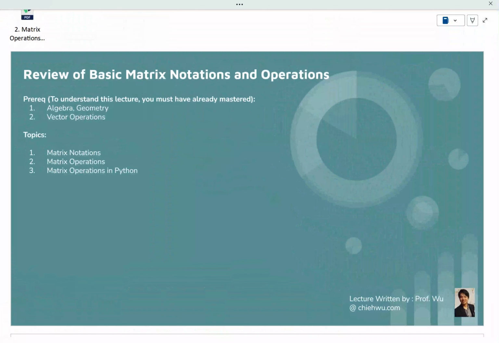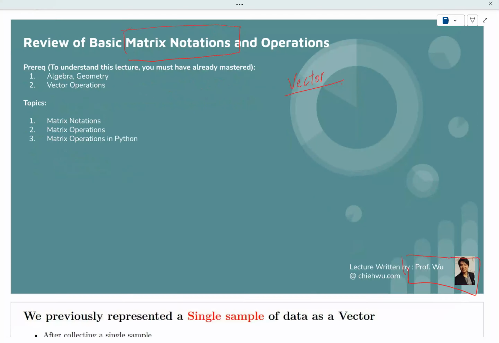In the previous lecture, I think we went over the concept of vectors, right? And today we're going to talk more about matrices, in terms of what they do and what the point is. I'm Professor Wu. Let's get started.